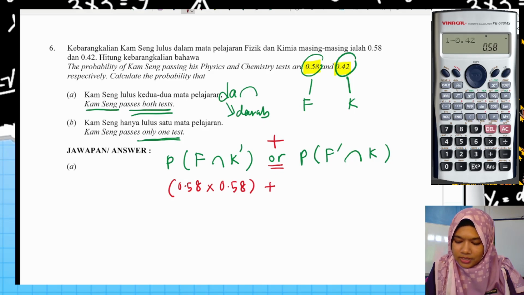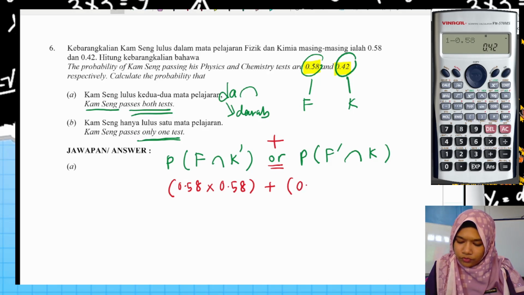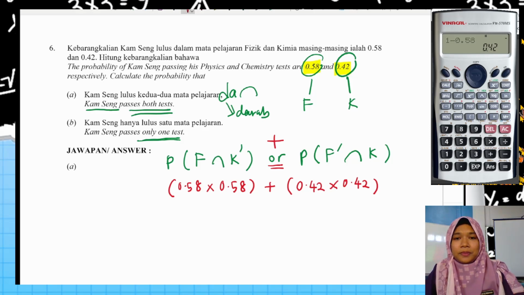Okay. Plus. Physics not pass. Physics not pass. Tekan lagi lah calculator. Ada kemudahan kan? 1 minus 0.58, 0.42. And chemistry pass. And is darab. Chemistry pass is 0.42. Lepas tu tekan je lah calculator nak dapat answer. Okay. Semudah itu sahaja. Okay.